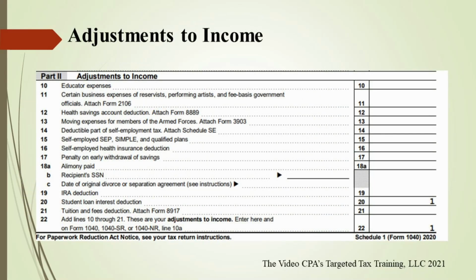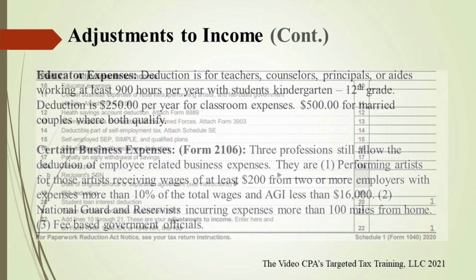Okay, so this is the adjustment to income area. And you can see there we've got educator expenses all the way down through tuition and fees deductions. So quite a few items go in this area, and certainly not all of these items apply to every one of you. In fact, some of you won't have any of these items that apply, but some of you might have 2 or 3. So we're going to talk about each one in a little bit of detail. But like I say, I'm not going into great detail, or this video would be way too long.